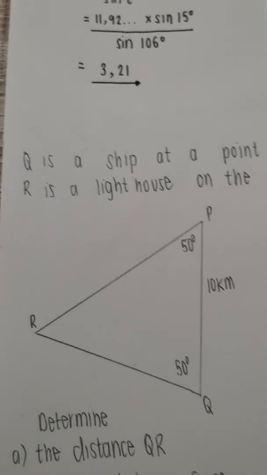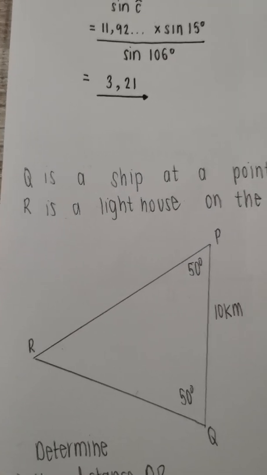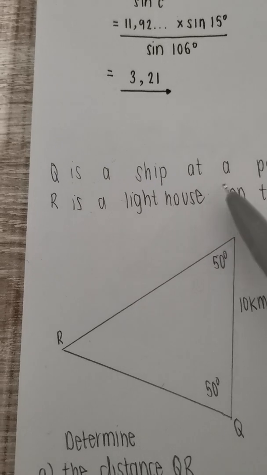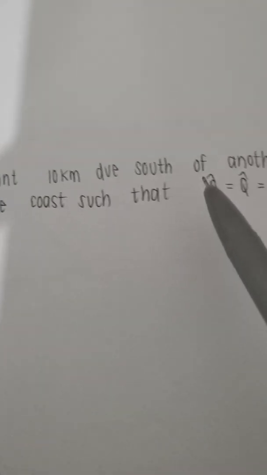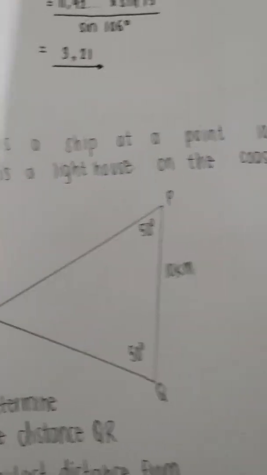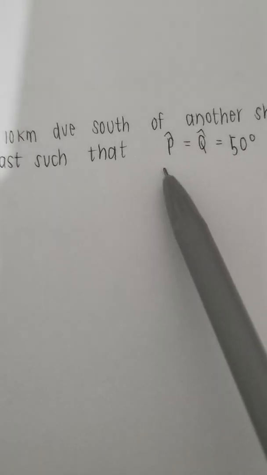And our next question. Okay, so this one here is saying that Q is a ship at a point 10 kilometers due south of another ship, point P, that's labeled as P. R is the lighthouse on the coast such that angle P equals angle R equals 50 degrees.